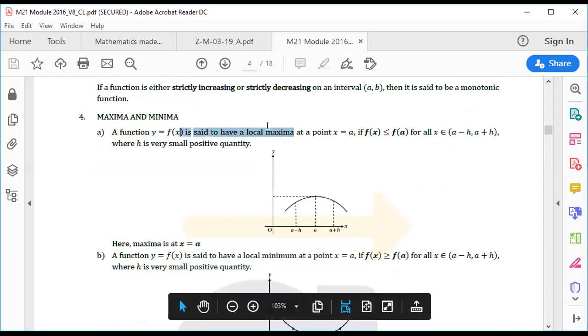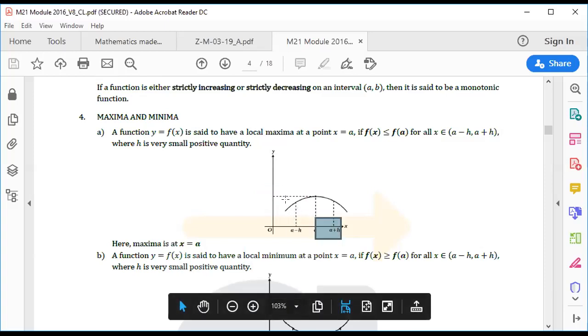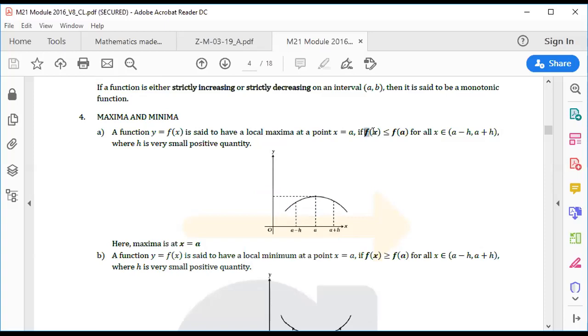So if the function y equal to f of x has a local maxima at x equal to a, definitely f of x is less than or equal to f of a on its left hand side as well as right hand side, right? So here at x equal to a, suppose this is my value of function f of a. Now its left hand side and its right hand side. On its left hand side, your f of x should be less than or equal to f of a. You can observe its right hand side as well, where your f of x should be less than or equal to f of a.